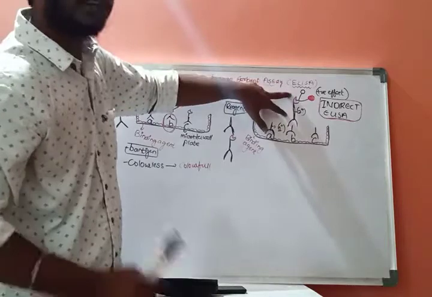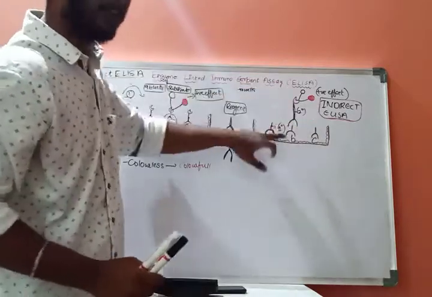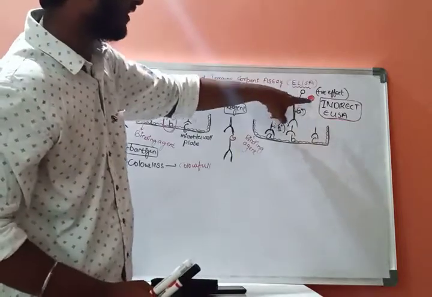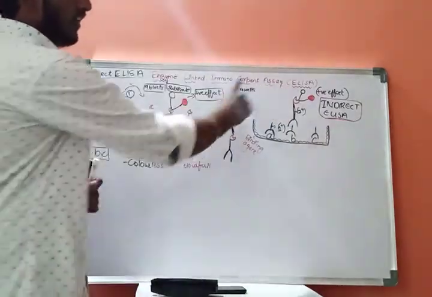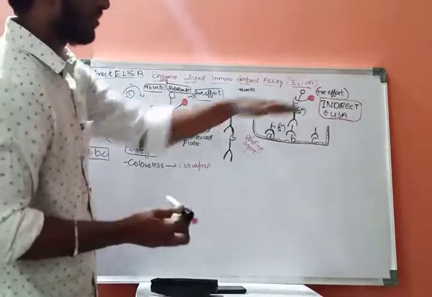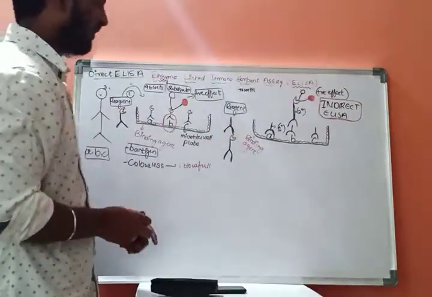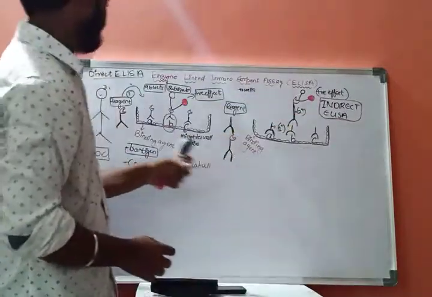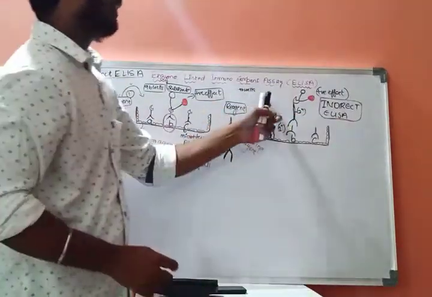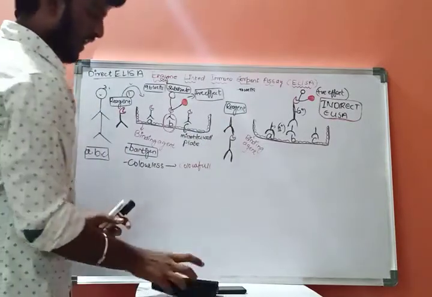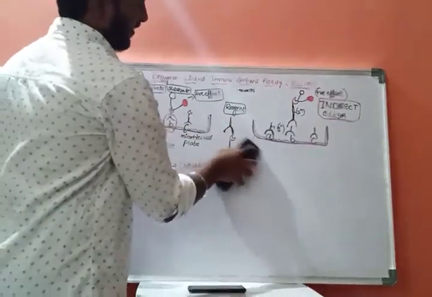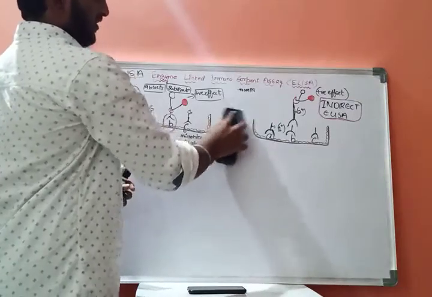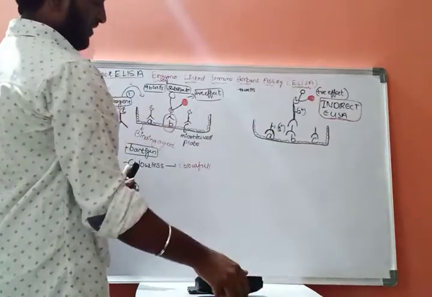Whenever the secondary antibodies are added to this microtiter well plate, the colorless substance will get converted into a colorful substance. Whenever this colorful substance is formed, it shows a positive effect, and this entire process is called indirect ELISA. This is direct ELISA and this is indirect ELISA. And let us study one important point about the structure of antibodies and the structure of antigens.